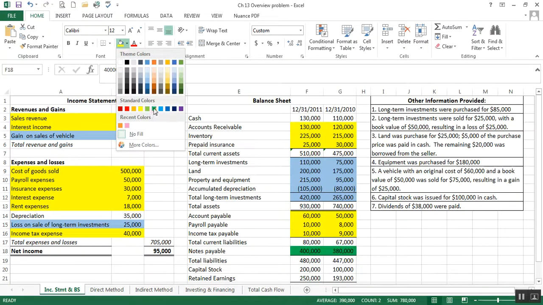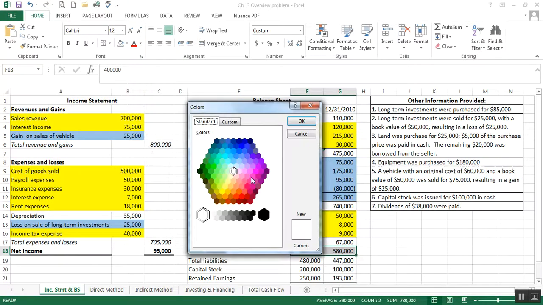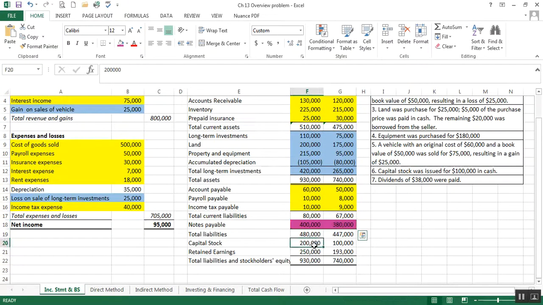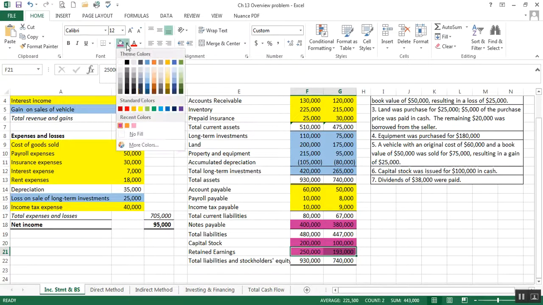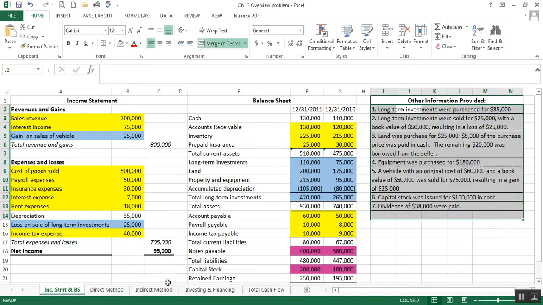Let's pick a lighter color. Okay. And then capital stock and retained earnings are both financing. However, we don't need to do anything with retained earnings here necessarily because that's accounted for as part of net income. And then we'll go back to these in a little bit. So we've accounted for all of our operating activities.